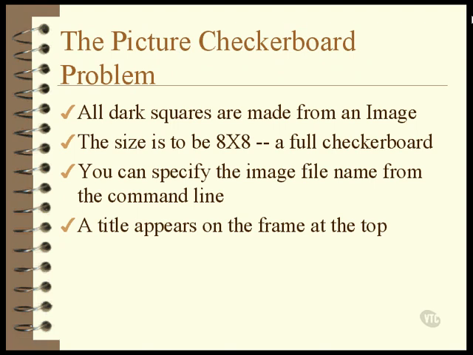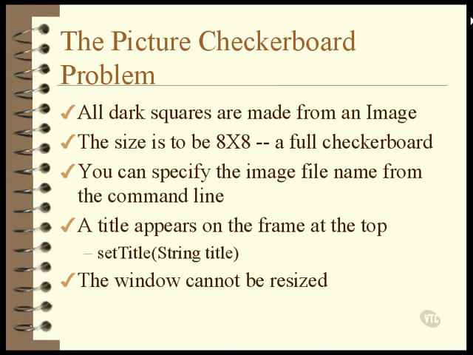A title of some sort, the name of the program, the name of the image file, or both, appears on the bar at the top of the frame of the window. The method of the frame class that does this is called setTitle. The default is for no title to appear, but any string you specify in the argument to this method will appear on the bar at the top of the window.